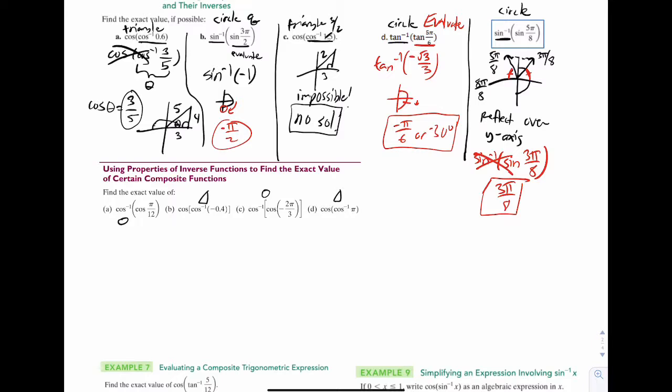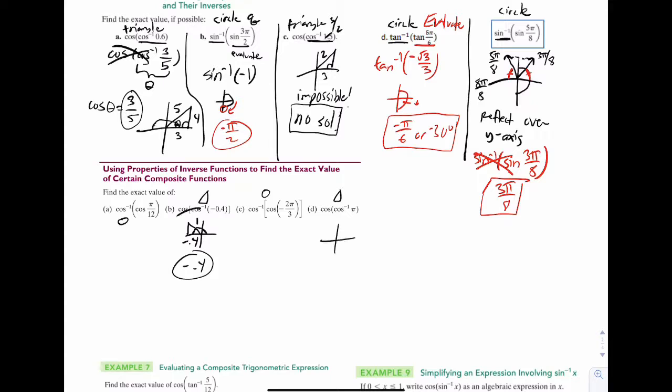So again, you could just draw the triangle. I'll draw a triangle in quadrant 2, because it's negative. So I'll put -0.41. Cosine of this, that's just -0.4. So basically they cross out.